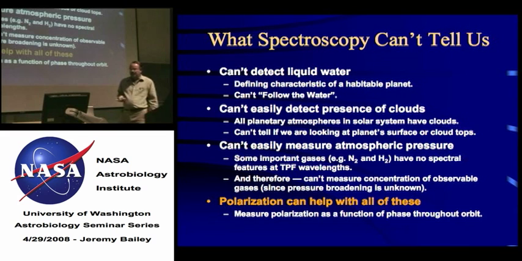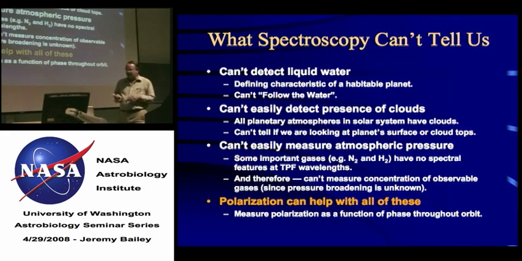Another thing we can't easily get at is the atmospheric pressure, and that's because we only detect some of the gases in the atmosphere. Some important gases, in particular nitrogen and hydrogen, which are the main components of the atmospheres of hydrogen in the case of the giant planets, nitrogen in the case of Earth and Titan, for example, don't have any spectral features at the TPF wavelengths. So if we're not seeing all the gases, we can't get an idea of what the total atmospheric pressure is.